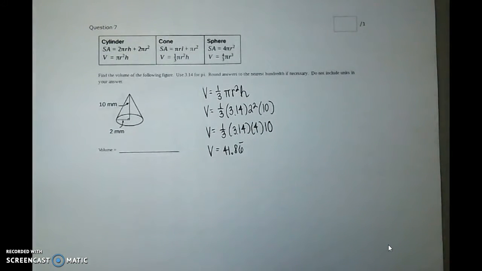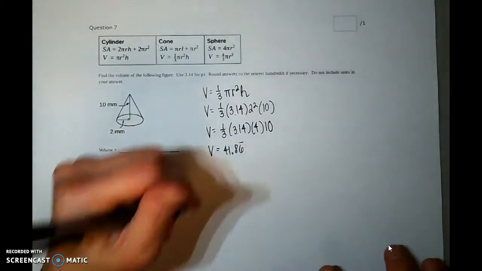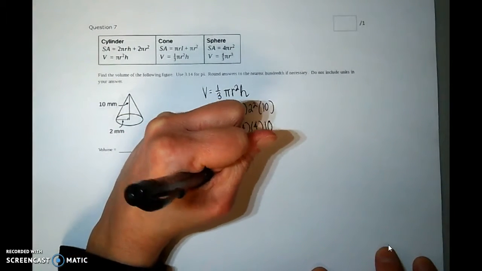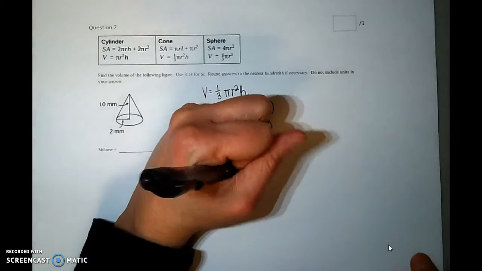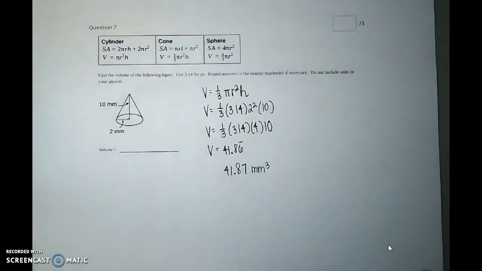Now, because I have to round that to the nearest hundredth, I know my next number would be 6, which would bump this up to 41.87. So my answer is 41.87. Since it's volume, it's going to be millimeters cubed.